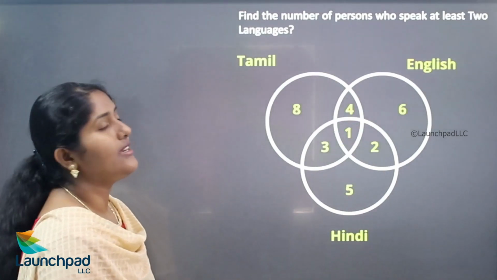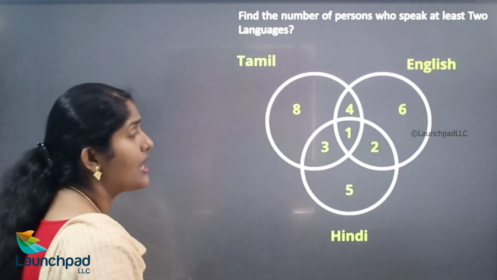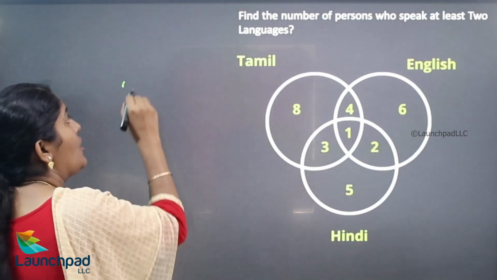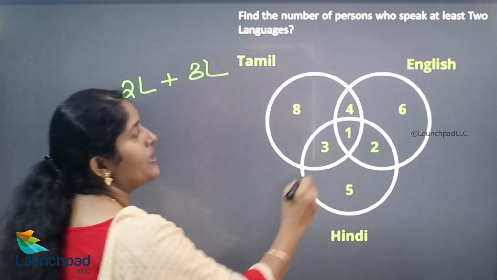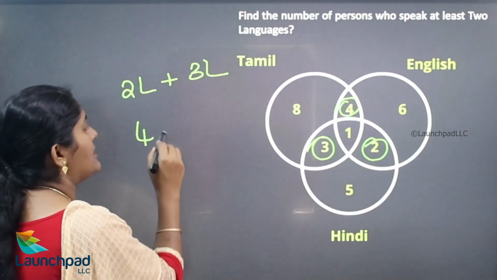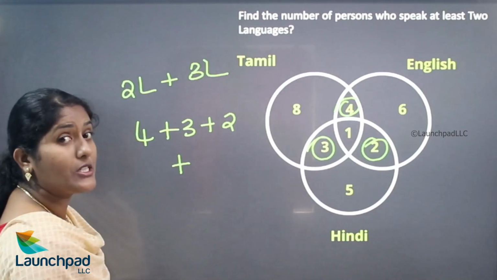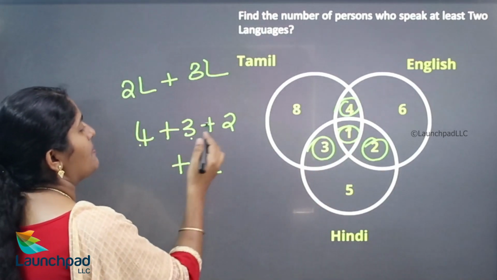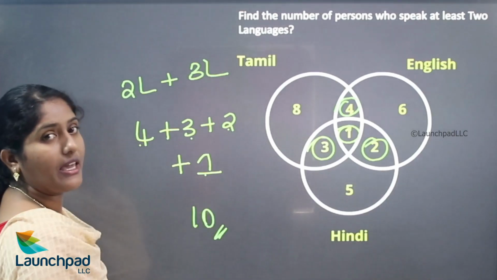Okay. Find the number of persons who speak at least 2 languages. At least 2 languages means the minimum value should begin with 2 languages: 2 languages plus 3 languages. How many persons speak 2 languages? 4 plus 3 plus 2, plus how many persons speak 3 languages? Only 1 person. So 4 plus 3 plus 2 plus 1. 7 plus 2 is 9, 9 plus 1 is 10. Okay, the answer is 10.